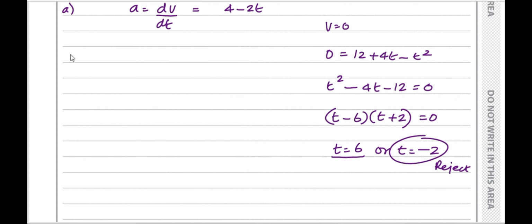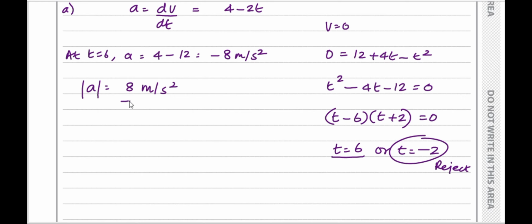So, we will write here at t is equal to 6, a equals 4 minus 2 times 6, which is 12, is equal to minus 8 meters per second squared. As the question is asking for the magnitude of acceleration, we could write magnitude of a equal to 8 meters per second squared. That's the answer to part A of the question. Let's go to part B.